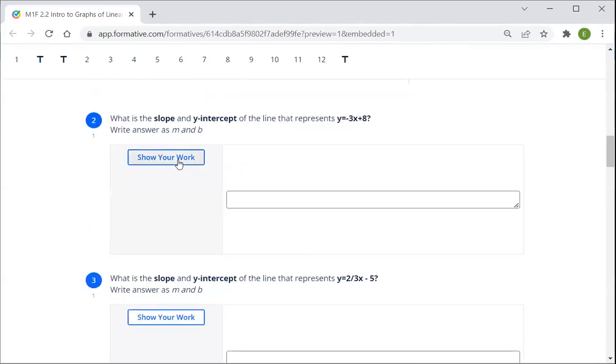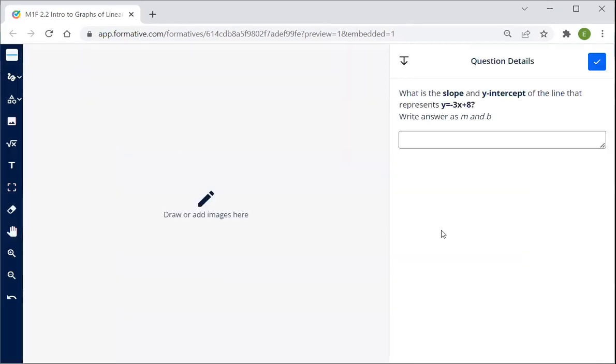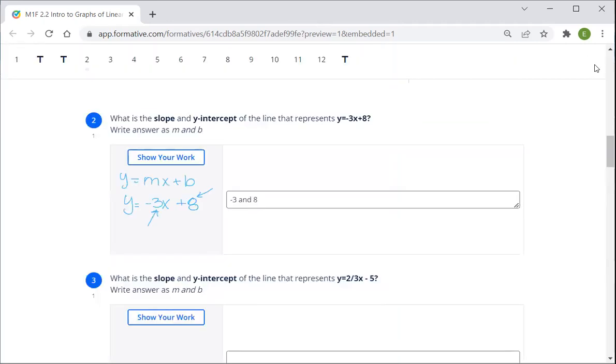we want to find, it says, what is the slope and intercept of this line? So we have y equals negative 3x plus 8. Remember, it's y equals mx plus b. So the 8 is your b and the negative 3 is your m. We're going to write it as negative 3 and 8. Make sure you keep the signs with it.